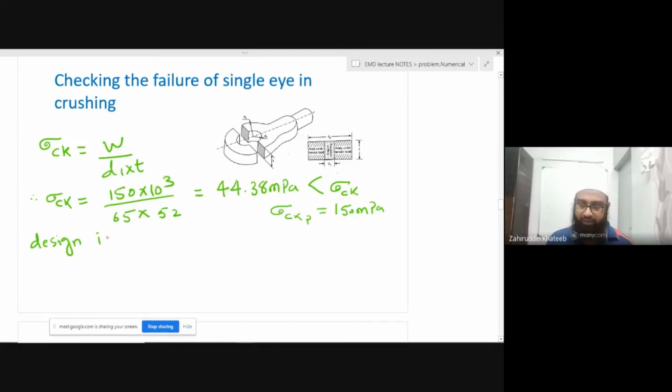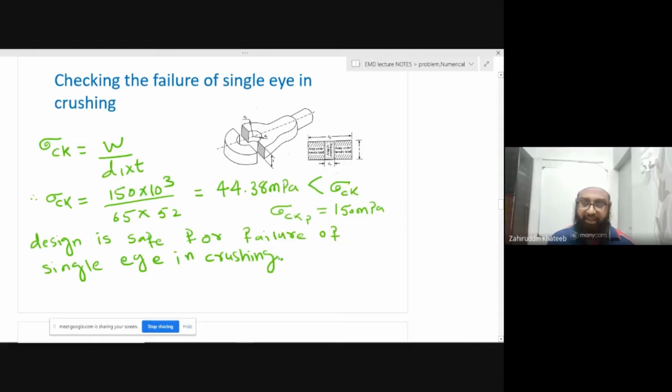Again here you will write one statement: design is safe for failure of single eye in crushing.